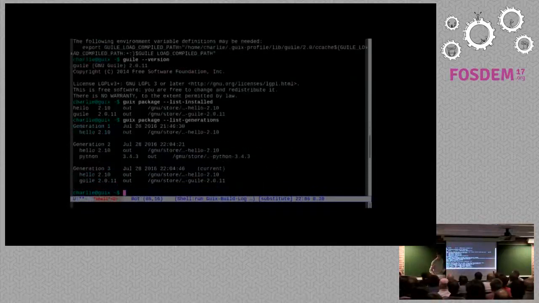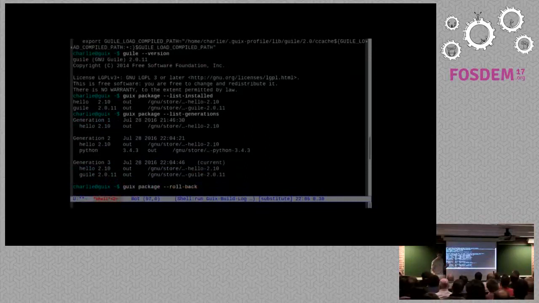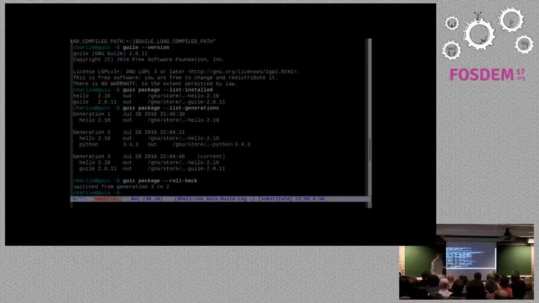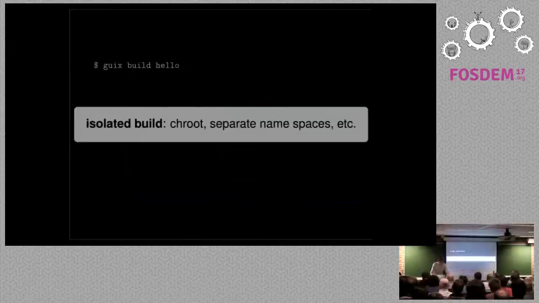Okay, so how did it work? Well, under the hood, all the packages are built in isolated environments. So this is really the crucial part here. We are building packages in chroots with separate namespaces and so on and so forth. So containers, right? And what we get as a result is a unique file name in that store directory with that long hash, right?